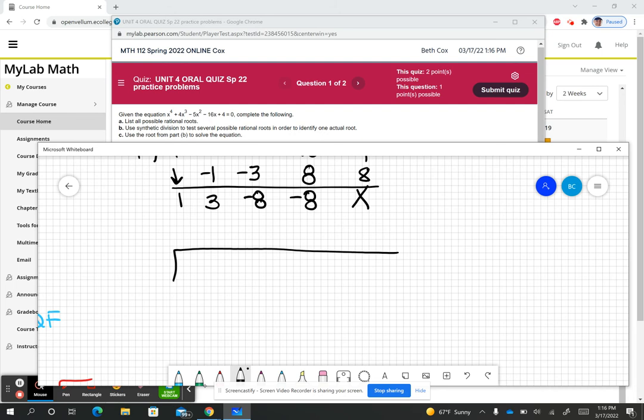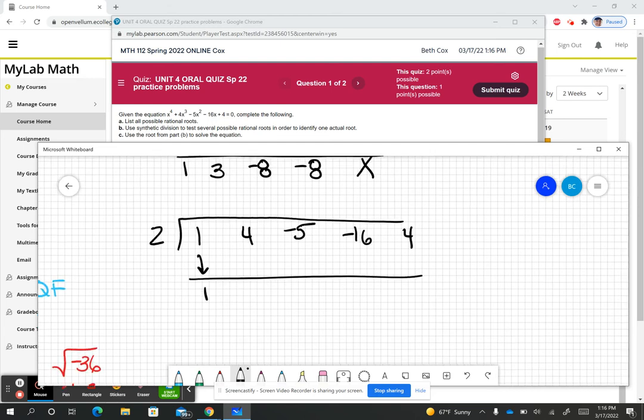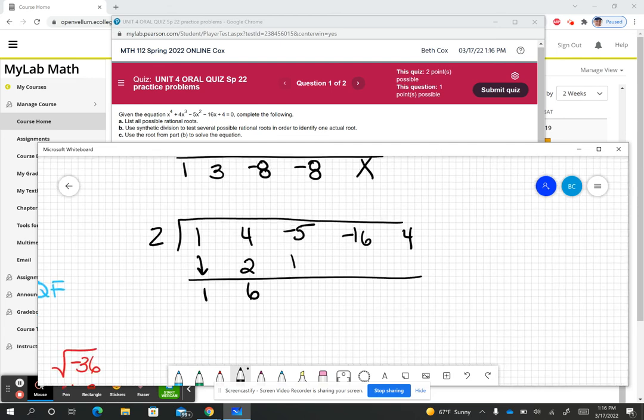I bet 2 works. You know, I probably should have just started with 2 to begin with. And so then 2, and that'll be 6, and that's 12. And did I do that right? 1, 4, -5, -6. Okay. And that's 7. Is that right? Yes. And so then that's 14, which gives me -2, and that gives me -4, and that worked.